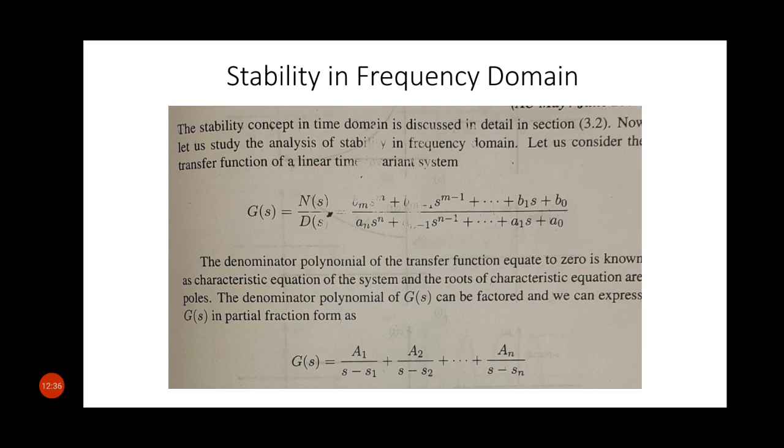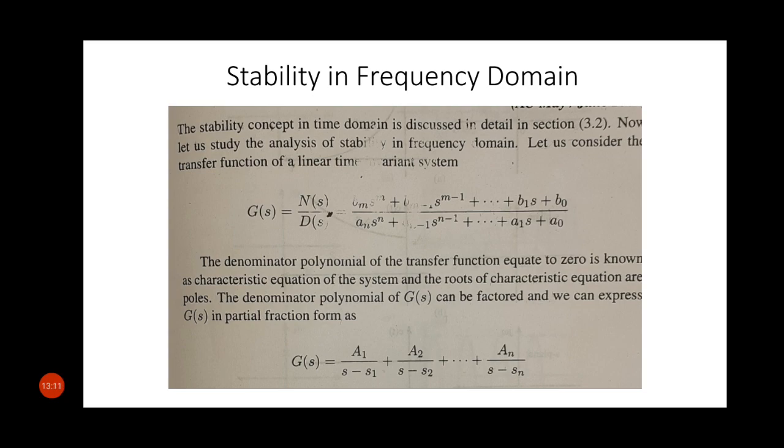Let us consider the transfer function of a linear time invariant system. Here the transfer function is G(s), and this is equal to N(s)/D(s), defined by this equation. See here, the denominator polynomial of the transfer function equal to 0 is known as the characteristic equation of the system, and the roots of the characteristic equation are the poles.